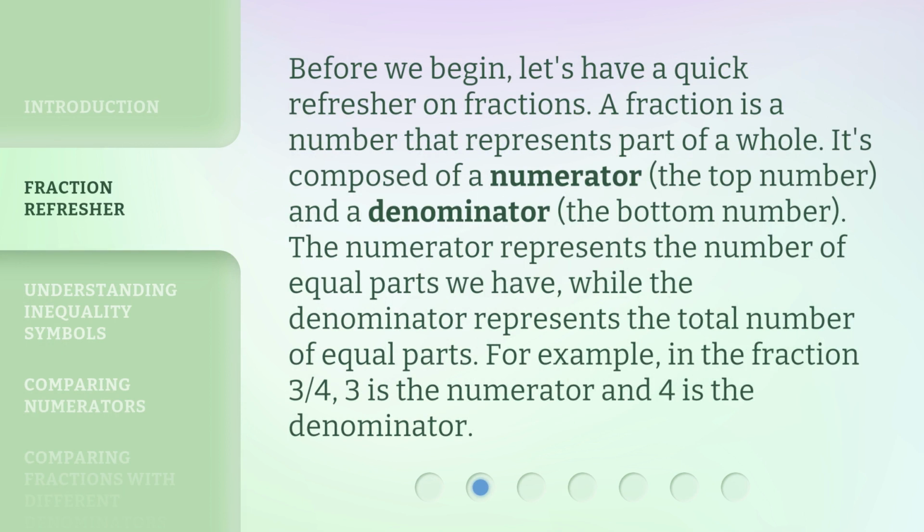Before we begin, let's have a quick refresher on fractions. A fraction is a number that represents part of a whole. It's composed of a numerator, the top number, and a denominator, the bottom number. The numerator represents the number of equal parts we have, while the denominator represents the total number of equal parts. For example, in the fraction 3/4, 3 is the numerator and 4 is the denominator.